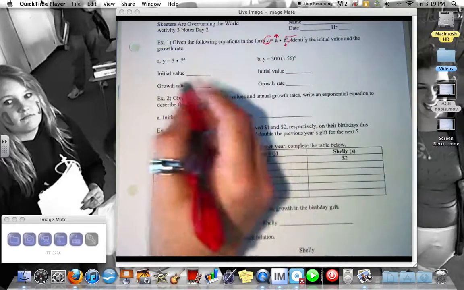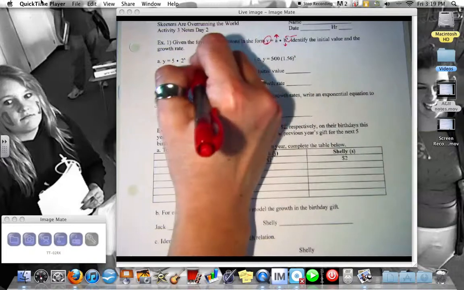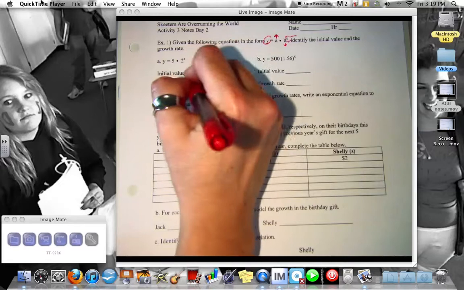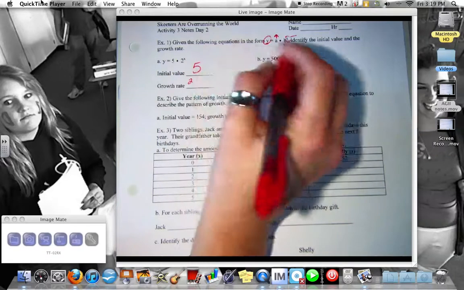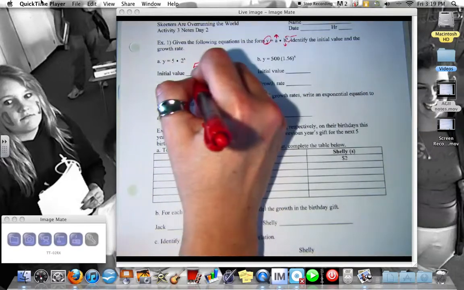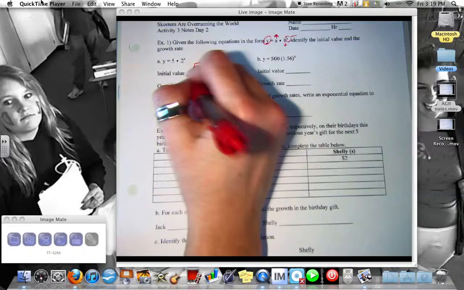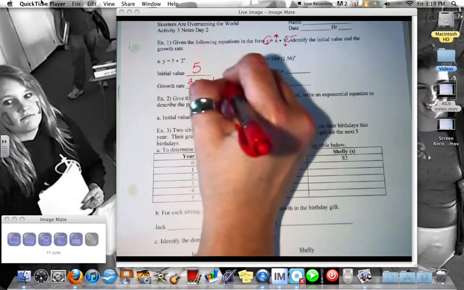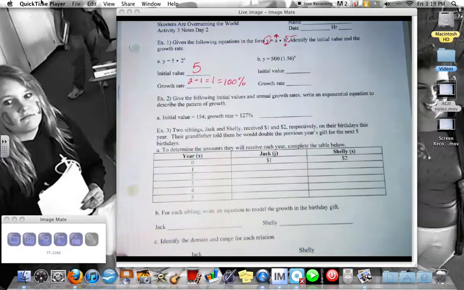So for A, our initial value is 5. The growth rate is 2 minus 1, because remember you have your factor, you take away 1. Gives us 1, which is 100%.